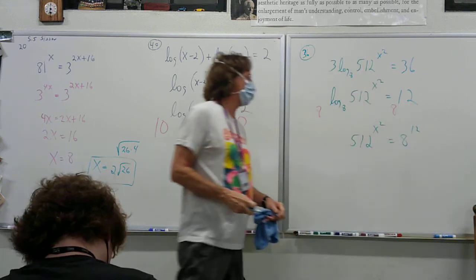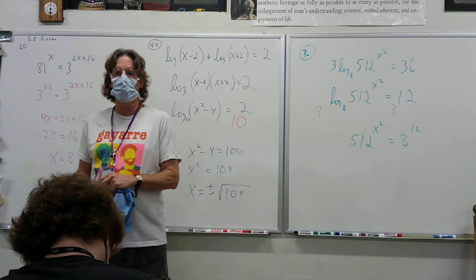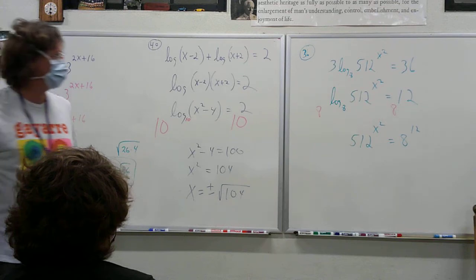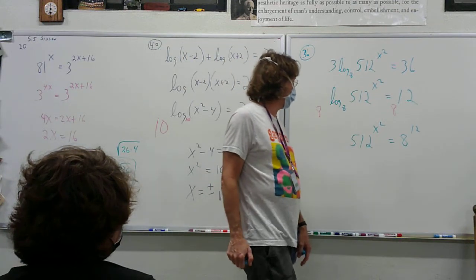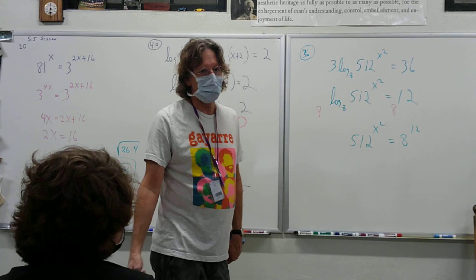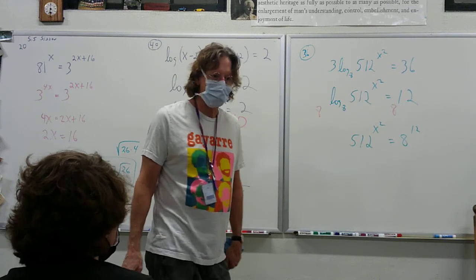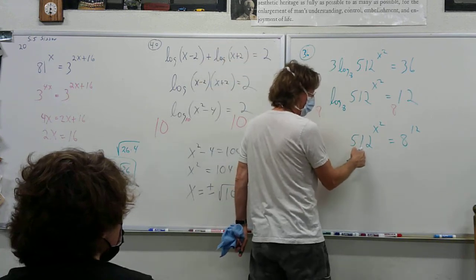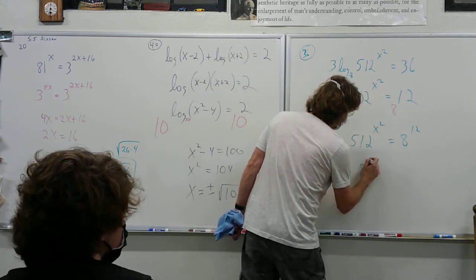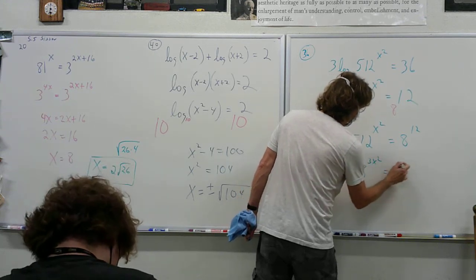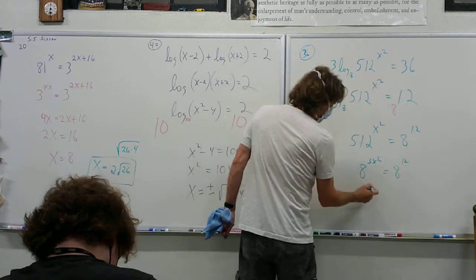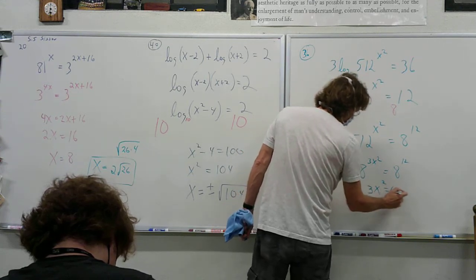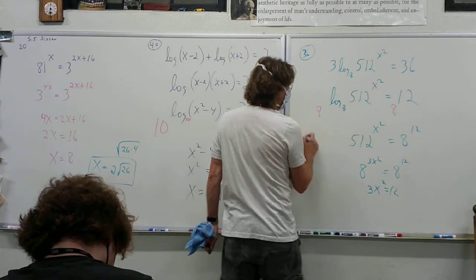I bet you 512 is 8 raised to some power, or at least 2 raised to some power. Okay, 2 to the what? Isn't it 8 to the 10 power? 8 times 8 is 64. Multiply another 8 times that. Yes, ma'am. So she said that's 8 to the what? Third. So that's going to be 8 to the 3x squared equals 8 to the 12. X squared equals 4. 3x squared equals 12. X squared is going to equal 4.